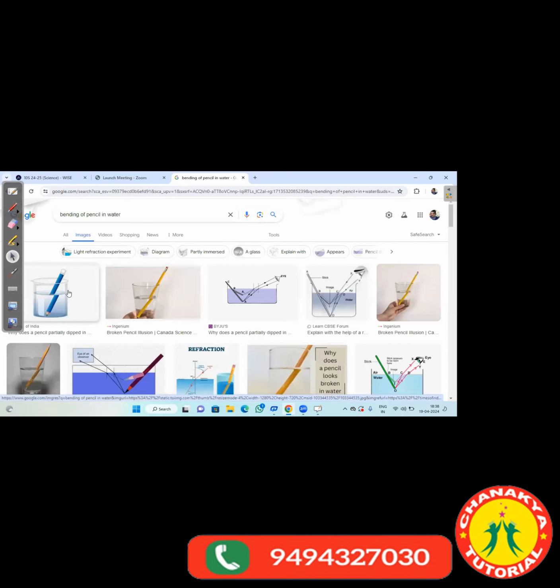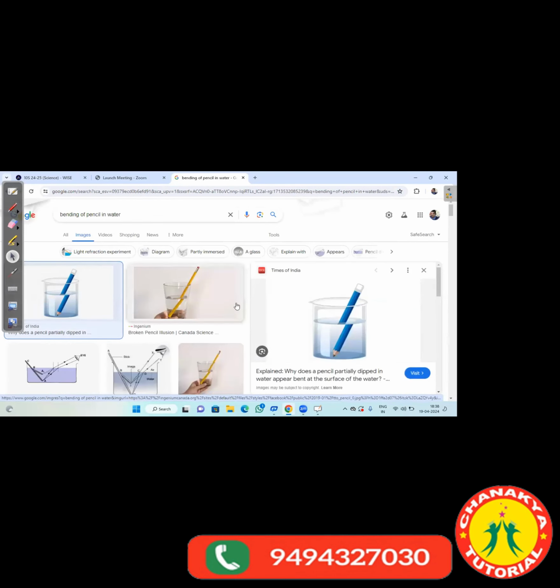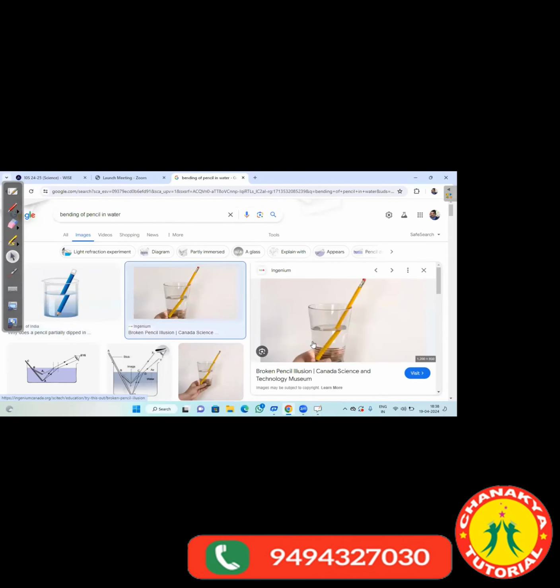If you keep a glass of water, and in that glass you put a pencil, you will observe the pencil being bent something like this, or even not completely like this. So at least something like this you will observe. This phenomenon we observe because of the refraction of light. There are certain other phenomena which occur because of the refraction of light only. As we go through the chapter, we'll see more phenomena that occur due to the refraction of light.